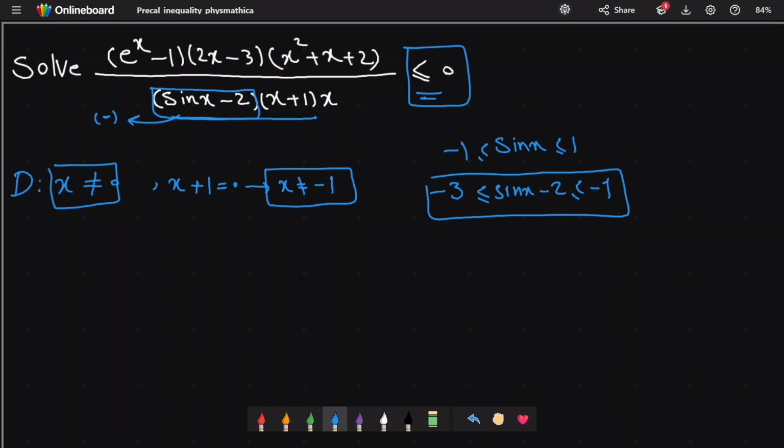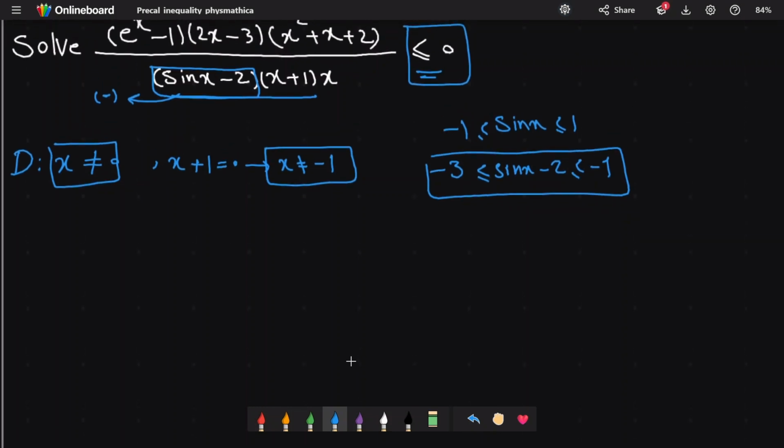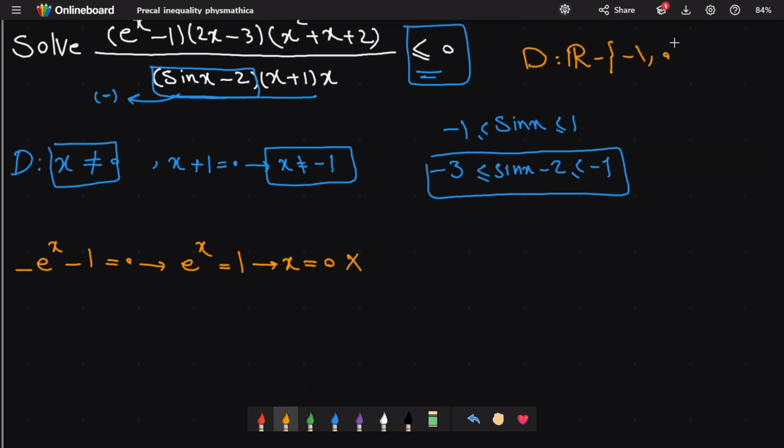Now let's take a look at the factors on the numerator. So I'm going to work on the numerator now. Let me just change the color here. We have, for the first factor, e to the power of x minus 1. If I equal this to 0, I'm going to get e to the power of x equal 1, and this only happens when x is equal to 0, which we cannot have because we already said that our domain here, let me just write the domain here as well, is all the values except minus 1 and 0. So we cannot have 0 here.